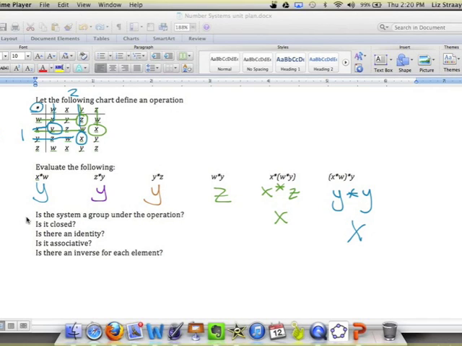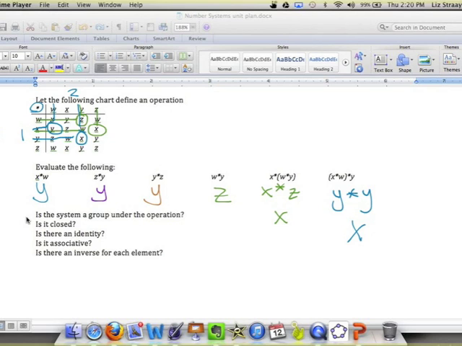So in our last lesson, we talked a little bit about what a group is. And a group has 4 criteria. So each of these questions is one of the criteria for a group. If they're all yeses, then it's a group. If any of these 4 questions are not true, then it's not a group.